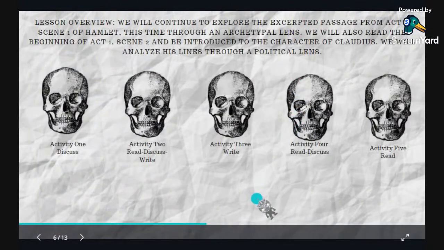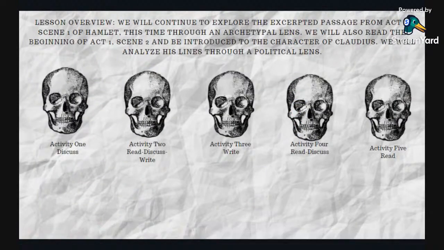Our lesson overview states that we will continue to explore the excerpted passage from Act 1, Scene 1 of Hamlet, this time through an archetypal lens. We will also read the beginning of Act 1, Scene 2 and be introduced to the character of Claudius. We will analyze his lines through a political lens. So now we'll take a closer look at the 5 activities that make up Lesson 3.